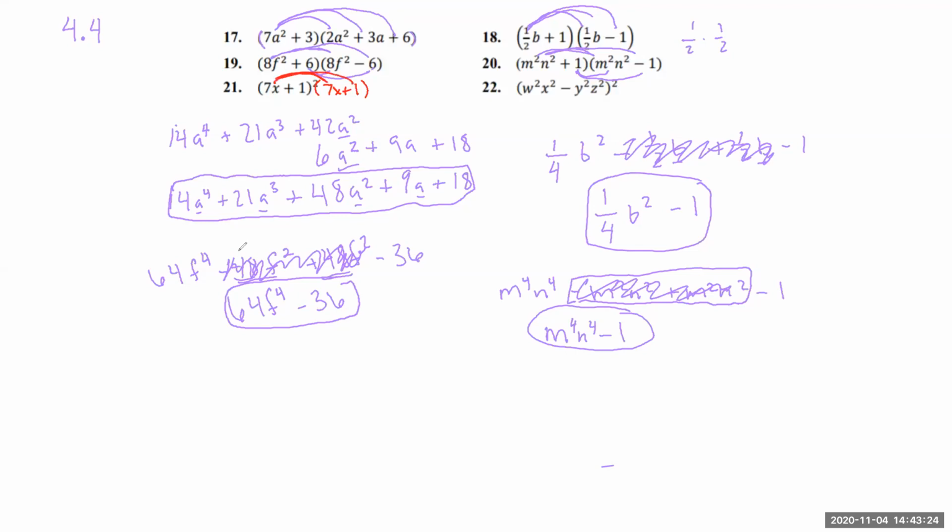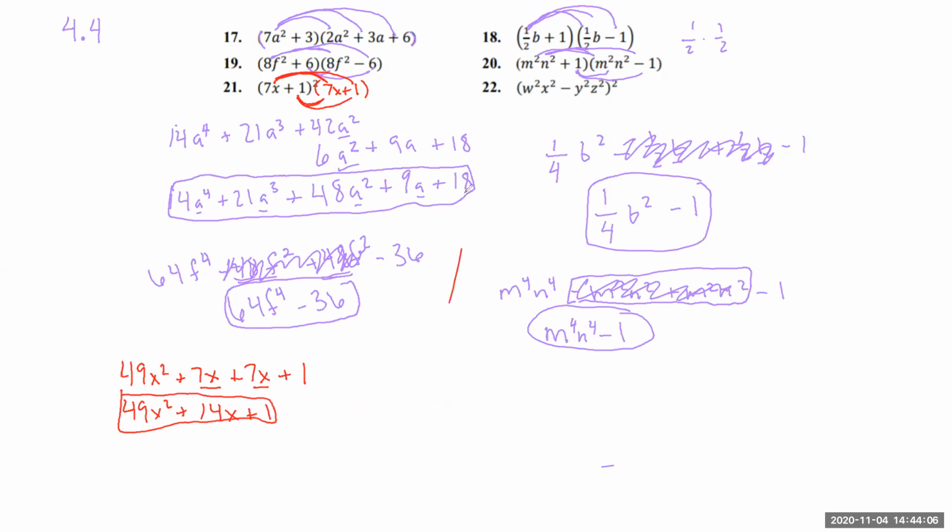So we have 7x times 7x, which is going to be 49x squared. And then 7x times 1 is going to be plus 7x. And then we're going to do the same thing with the second term. We're going to distribute that over. And we have, again, plus 7x, and then plus 1. And then we combine like terms. So our x's, which is going to be 7 plus 7. So we have 49x squared plus 14x plus 1. Okay, and that is the answer for number 21.